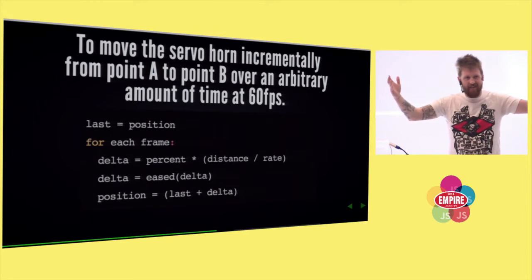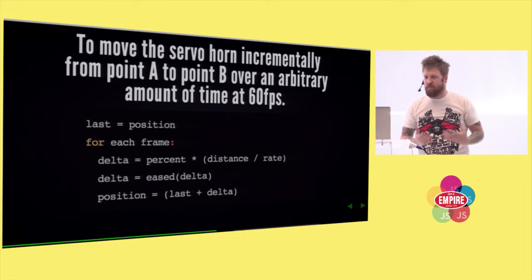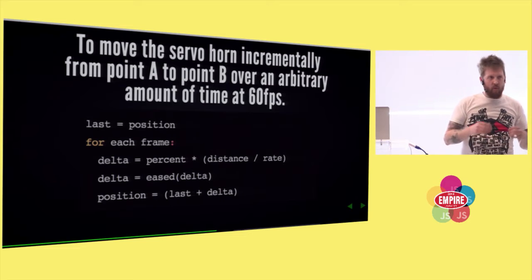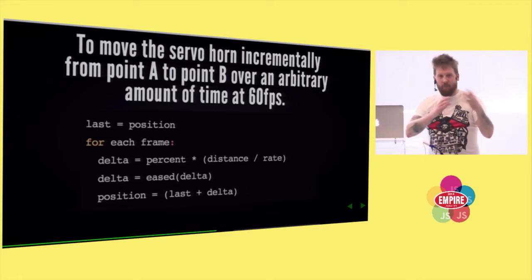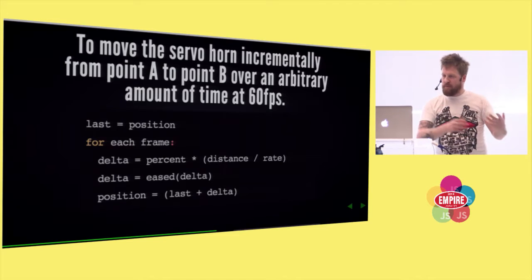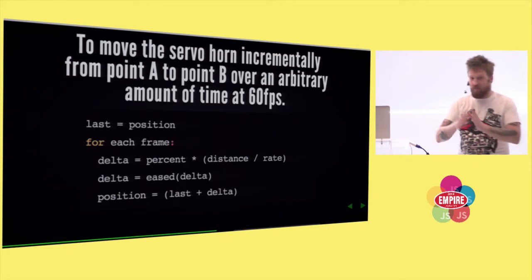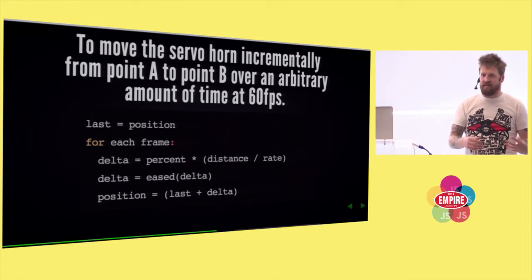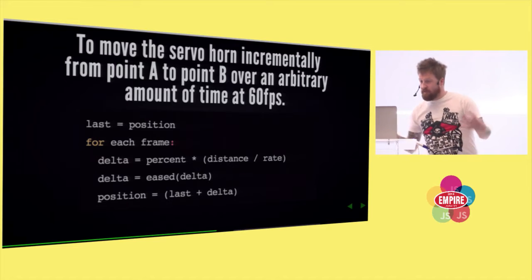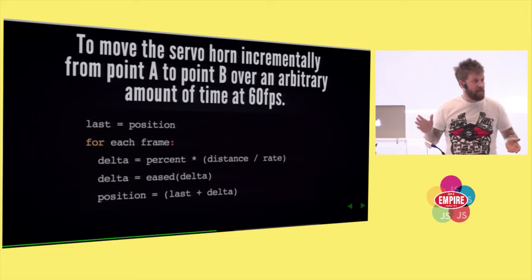We're animating it. Who's ever written animation code from scratch? You will recognize what I'm showing you right now. To move the servo horn or div element or opacity from whatever point A to point B in an arbitrary amount of time, right? Because I don't want a fast animation or a slow animation, but I want to try to maintain 60 frames per second. Fortunately, in the DOM, due to jank, you generally can't do that. But regardless, you understand where I'm coming from, correct?